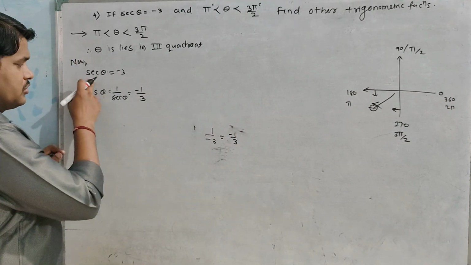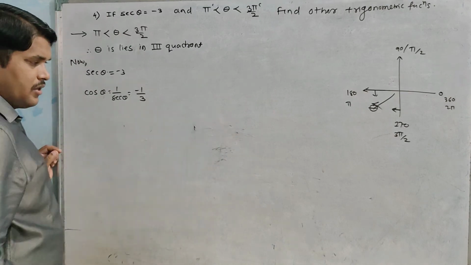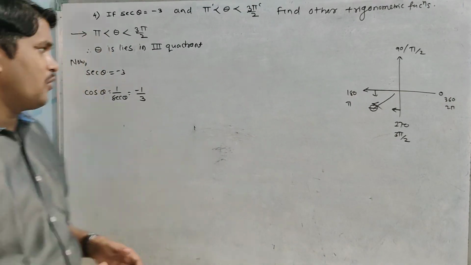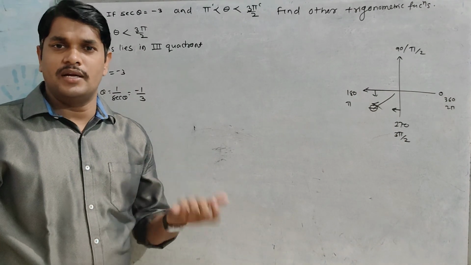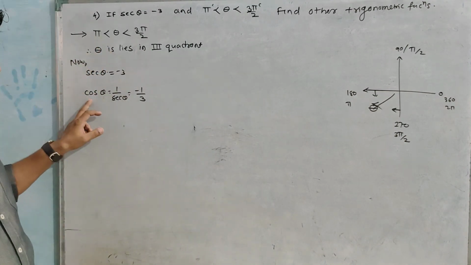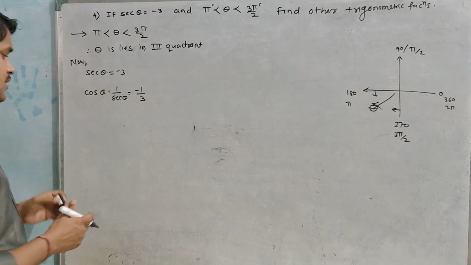We got sec, we got cos. Now we can use identity. There are two identities. We can use 1 plus tan square is equal to sec square, so we get tan theta. But we can use the simple sin upon cos, so we get sin theta.